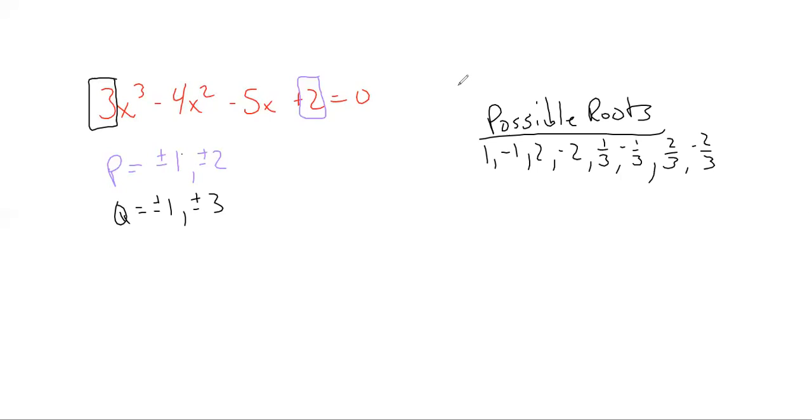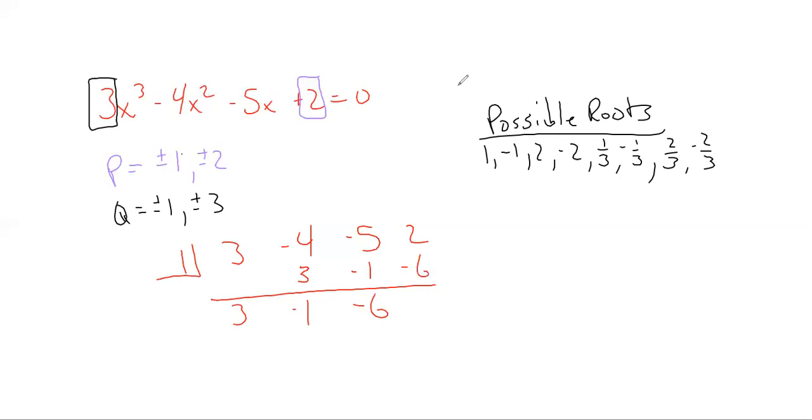The first one, try 1. And we're going to do it synthetically. Makes our life easier. So we go 3, negative 4, negative 5, and 2. Remember, the rational root theorem says if we end up with 0 here, then it's a root. So we start off. We go, okay, 1, bring down the 3. 1 times 3 is 3. That gives me negative 1, negative 1, negative 6, negative 6, negative 4. That is not a root. Okay, so now let's try another one.